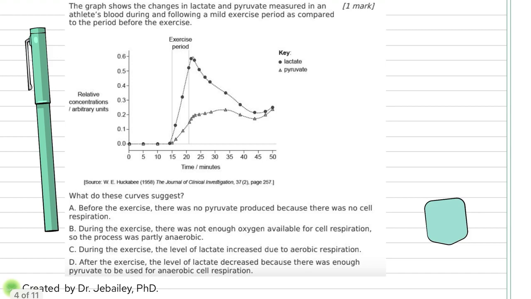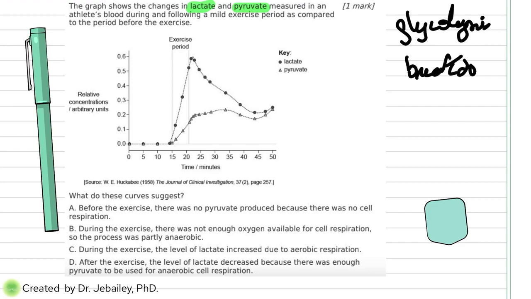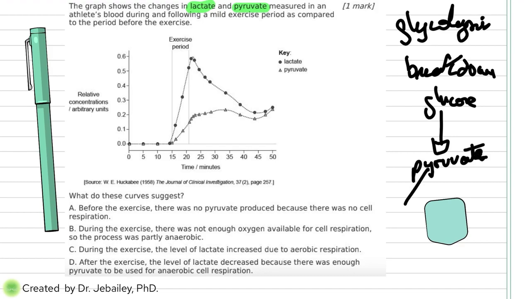Next, the graph shows the change in lactate. So there's lactate and pyruvate. Now, if you remember, after glycolysis, which basically means the breakdown of glucose, you end up breaking down glucose into pyruvate. So this is what it is. Now, to get pyruvate to become lactate, that means there shouldn't be any oxygen at all. Oxygen should not be there.